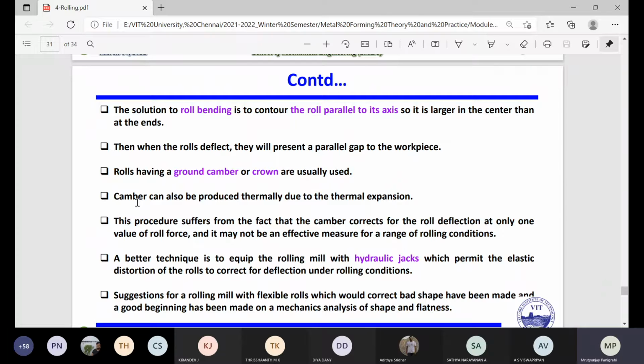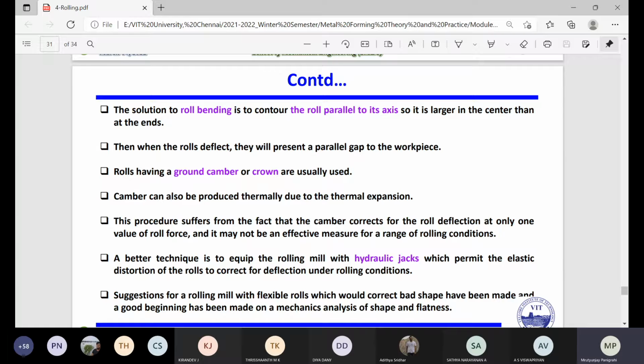So you have to think, if for example solution A is not good, then I have to think about solution B. A better technique is to equip the rolling mill with hydraulic jacks, which permit the elastic distortion of the rolls to correct for deflection under rolling conditions. So that means you have to give a hydraulic jack there, so that whenever deflection happens, the hydraulic system will adjust it.